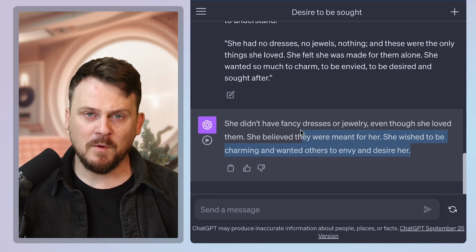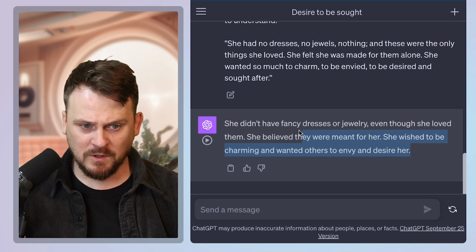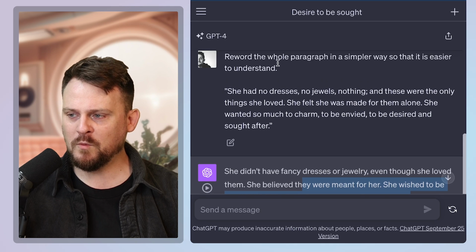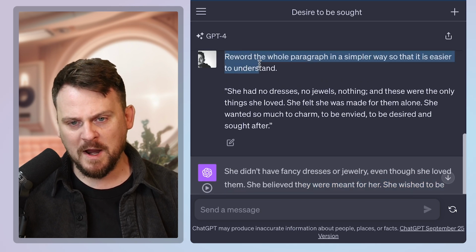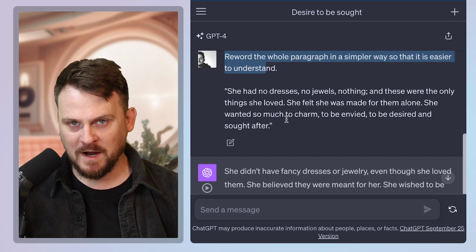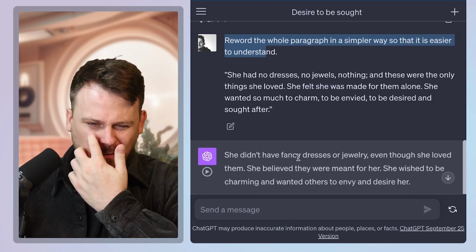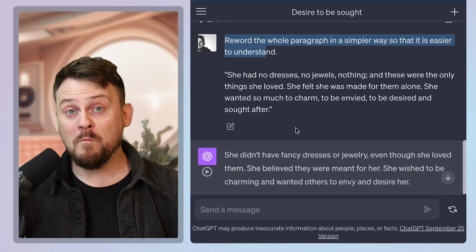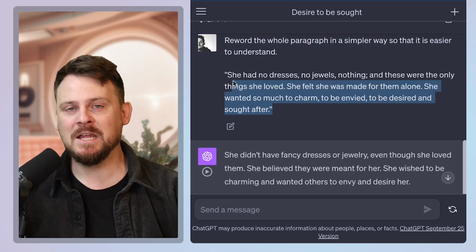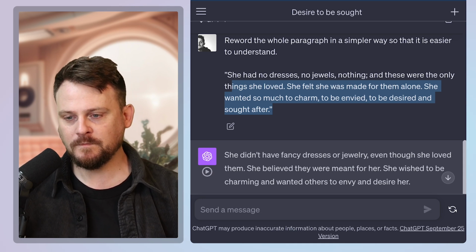So if you ever come across, when you're reading something, a really dense paragraph, and you're sitting there trying to understand what the heck this paragraph is all about, you can use this very simple prompt. Reword the whole paragraph in a simpler way so that it is easier to understand, and then provide that paragraph that you're struggling with. Then read the simple version. Oh, okay, that's pretty easy to understand. Then go back and make sure you understand the original. Now that you know what it is saying, you can go back, review it, and connect the dots together, okay? Good.